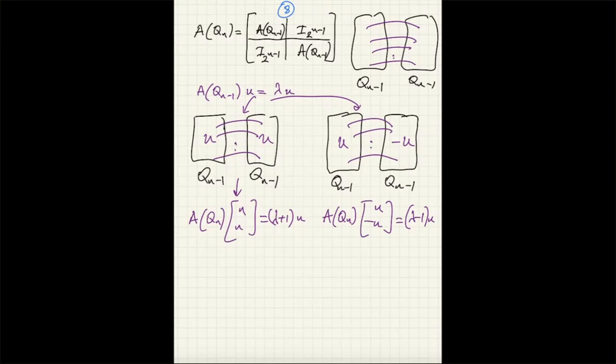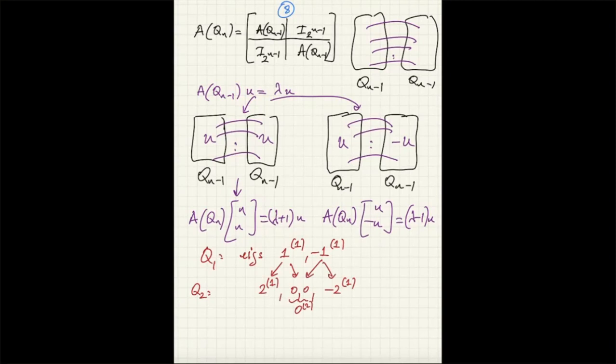So Q1 has eigenvalues 1 with multiplicity 1 and minus 1 with multiplicity 1, because Q1 is just one edge. And by this argument, the 1 from there can give us, for Q2, 1 plus 1, so give us a 2, multiplicity 1. Then the minus 1 plus 1 gives us a 0, and the 1 minus 1 also gives a 0, and then it gives us a minus 2 with multiplicity 1. So we get a 0 with multiplicity 2. And you can continue like this.